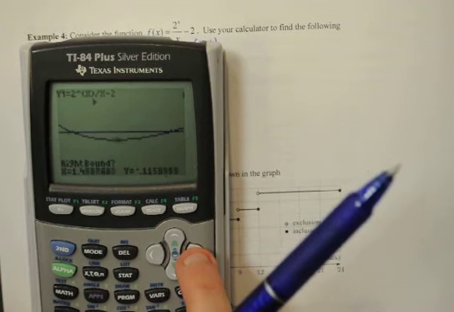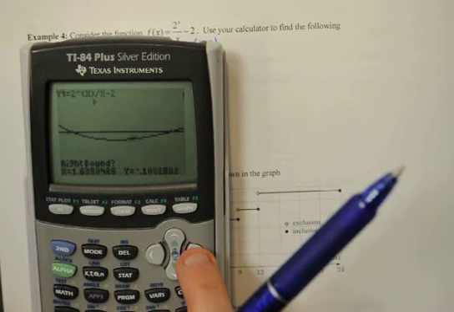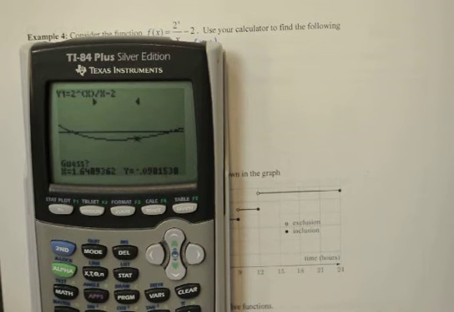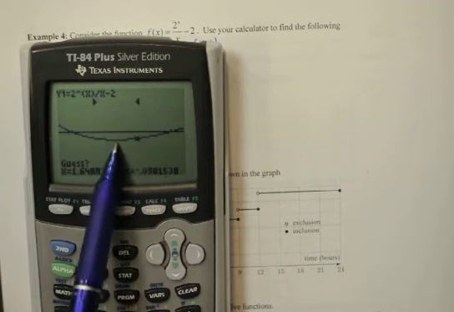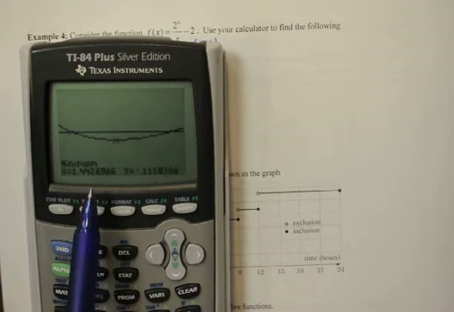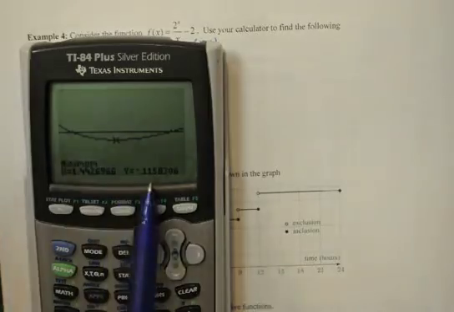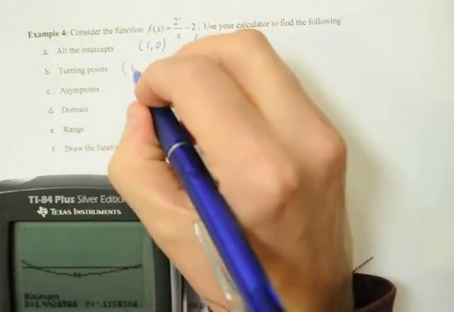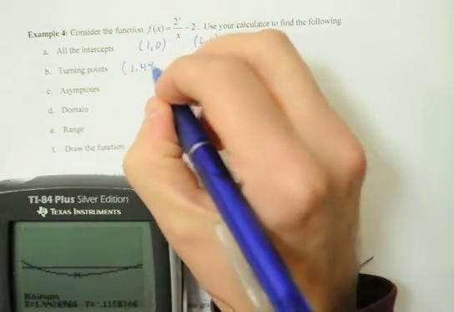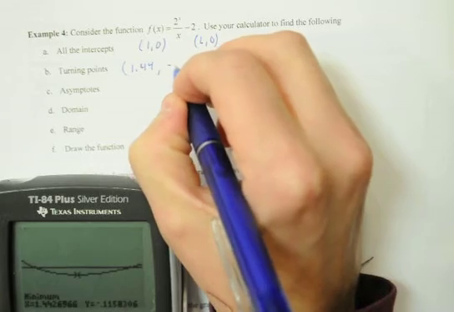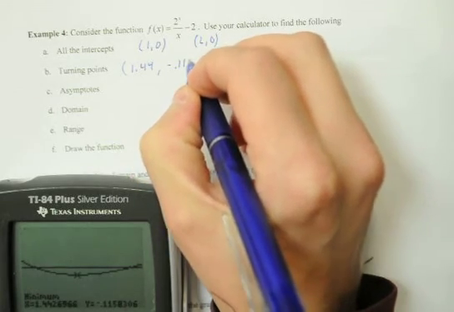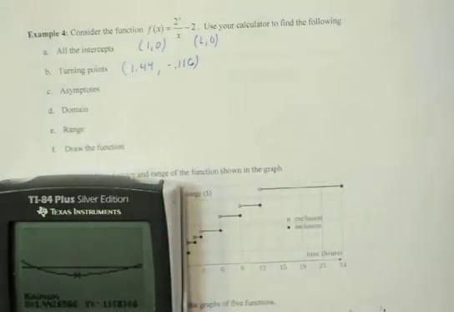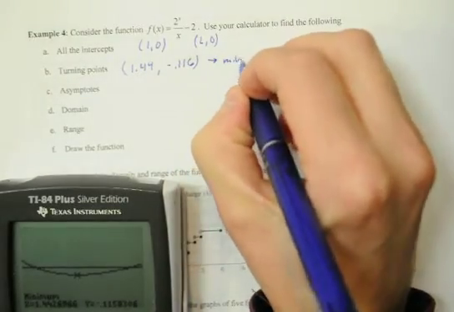Still zoomed in. And there it is. It's going to guess in that interval. The minimum is negative 0.1158. So there's a turning point at 1.44 and negative 0.116. And that is a minimum.